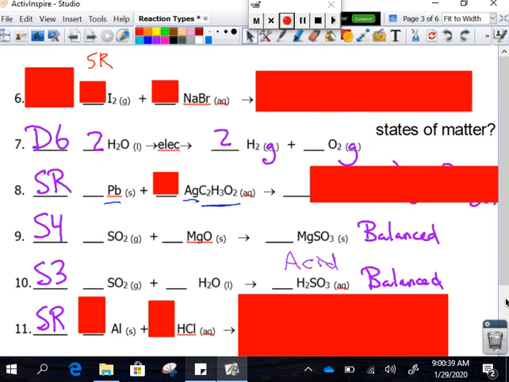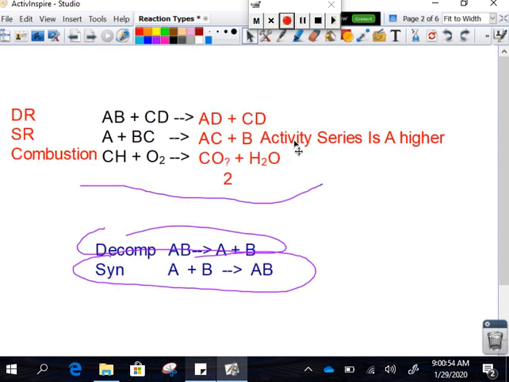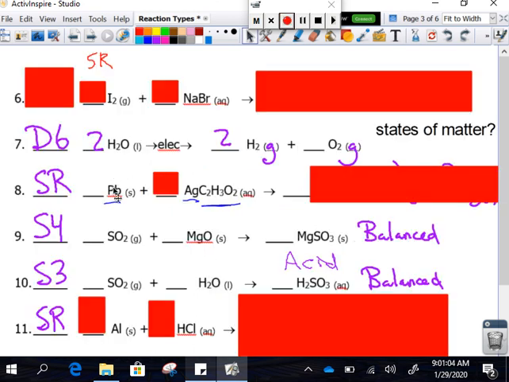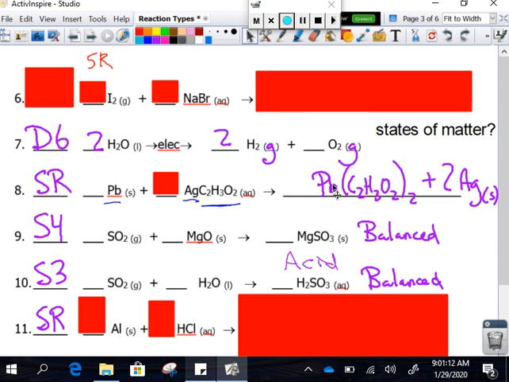So first we're going to do number 8. In number 8, we have lead and we have silver. And I look at the activity series and I say to myself, hey self, who's higher on the list? We look to see if the element that's by itself is higher. And if the element that's by itself is higher, it will replace the other element that's in the compound. So lead and silver are on the same list. Who's higher on that metals list? Lead is.